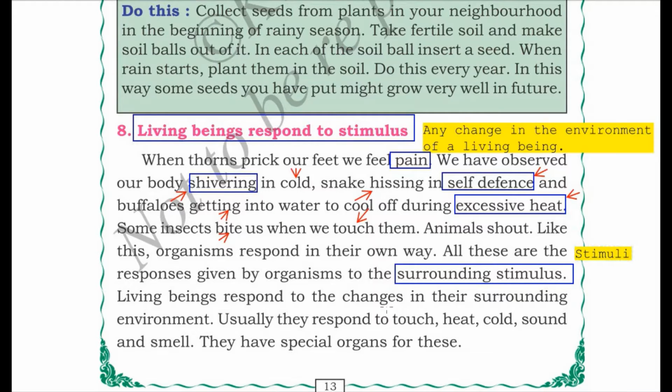Usually, they respond to touch, heat, cold, sound and smell. So these are the different stimuli that we have evolved to respond to. So they are touch, heat, cold, sound and smell. They have special organs for these. So for each of these stimuli, to sense them, we have special organs. We sense the stimulus in our environment through our sense organs. We will learn more about this in our higher classes.